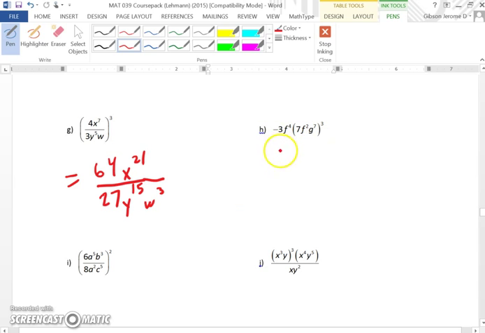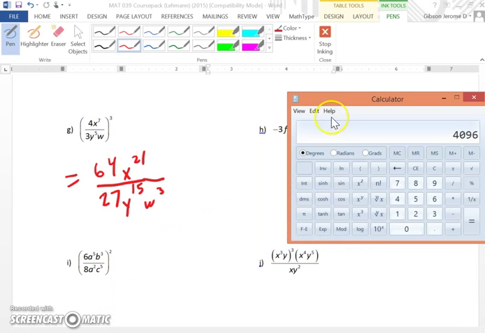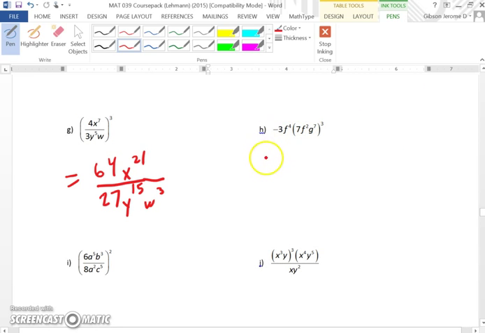Now we look here at h. Now with h, if you notice here, this parenthesis is taken to the 3rd power. So everything inside this parenthesis would be taken to the 3rd power. So let me just pull up this calculator so we can get this 7 to the 3rd power real quick. So it would be 7 to the 3rd power, which would be 343. So we had negative 3, f to the 4th, and then 7 to the 3rd is 343.